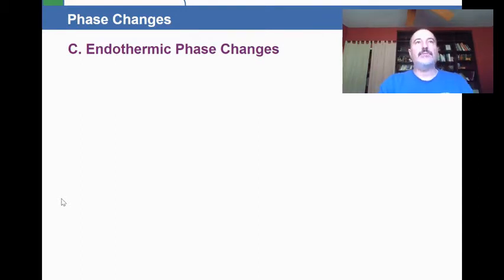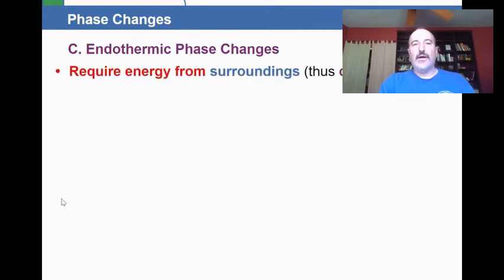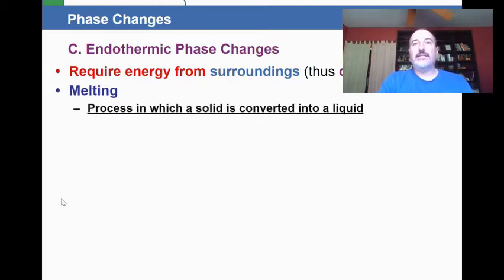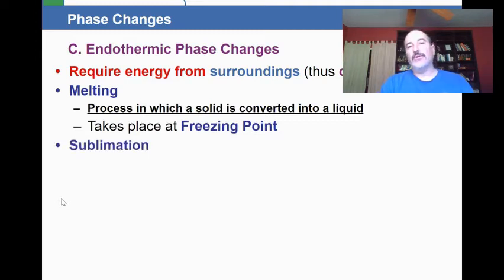Now, endothermic phase changes are the opposite. They're going in the opposite direction. Now, this requires energy from the surroundings, thus cooling off the surroundings, okay? Now, energy is going into the system. So one good example is melting. You take a solid and it's converted into a liquid. This also takes place at the freezing point.